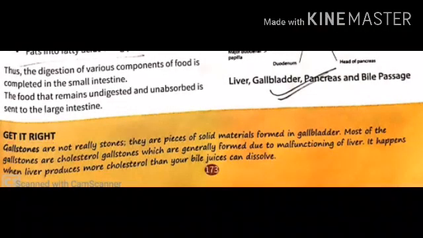Here information regarding gallstones is given: they are not really stones, they are pieces of solid material formed in the gallbladder, and most of the gallstones are actually cholesterol gallstones. Now what is cholesterol? It is a type of fat found in our blood. Cholesterol gallstones are generally produced due to the malfunctioning of the liver. It happens when our liver produces more cholesterol than our bile juice can dissolve.